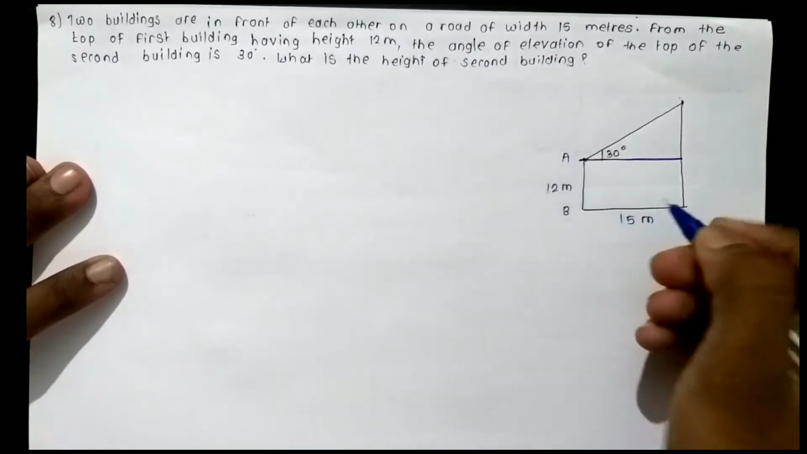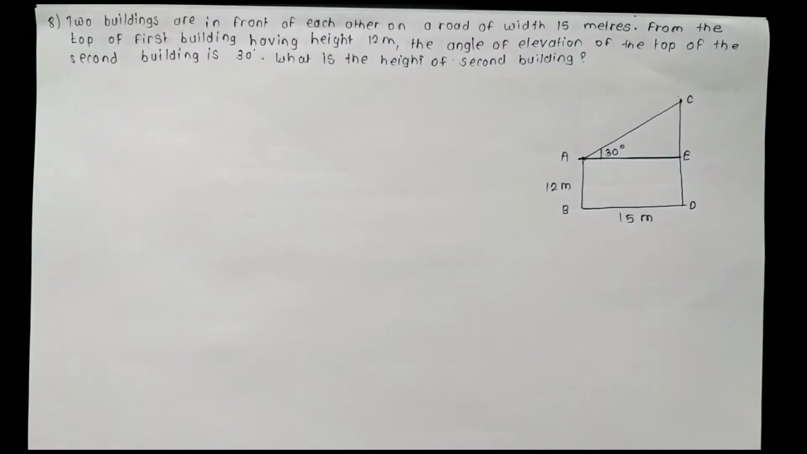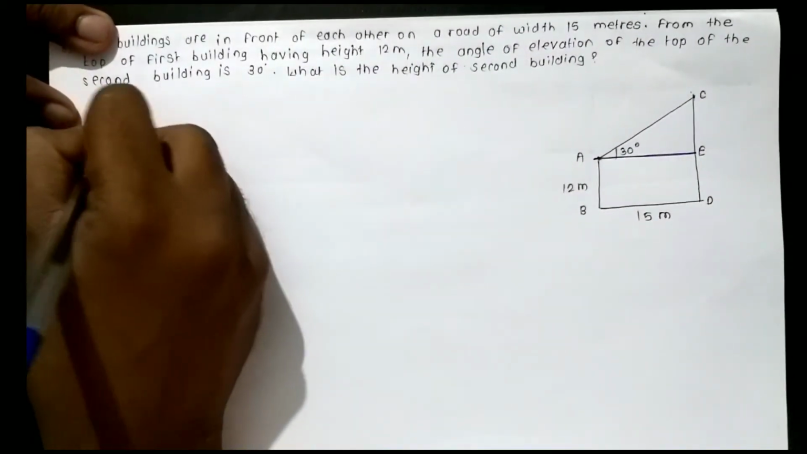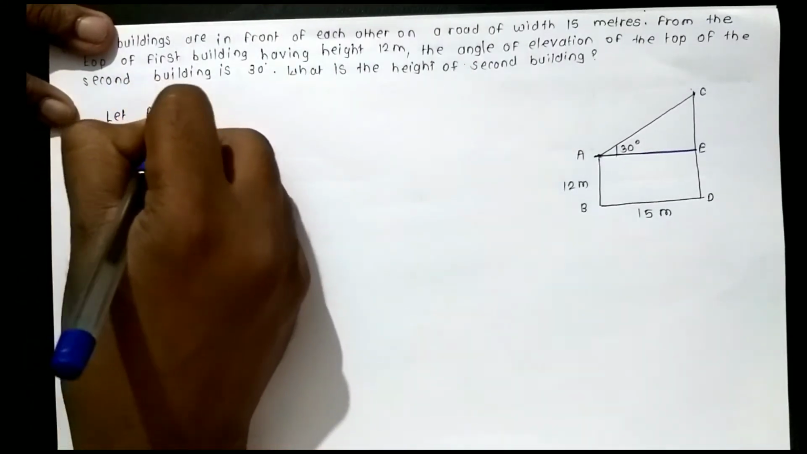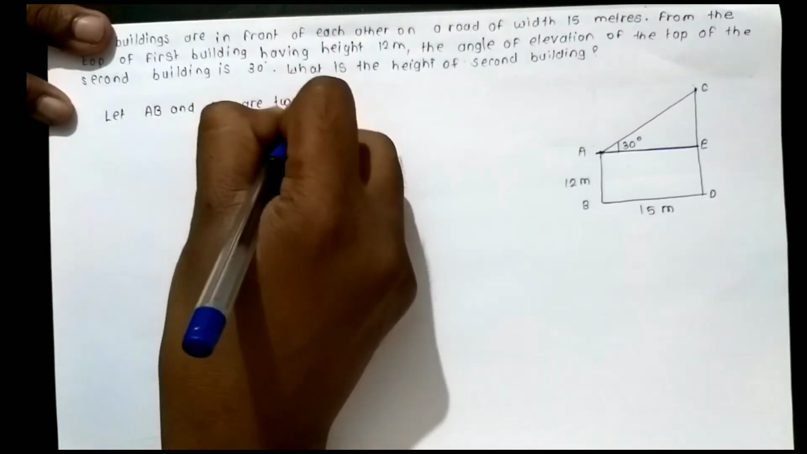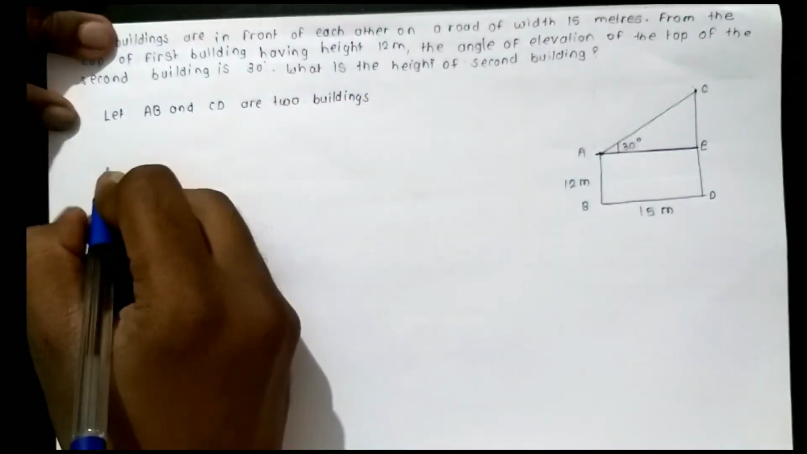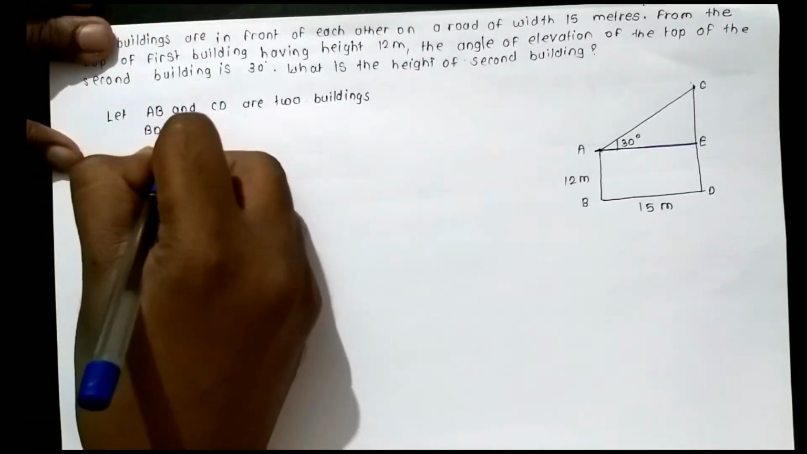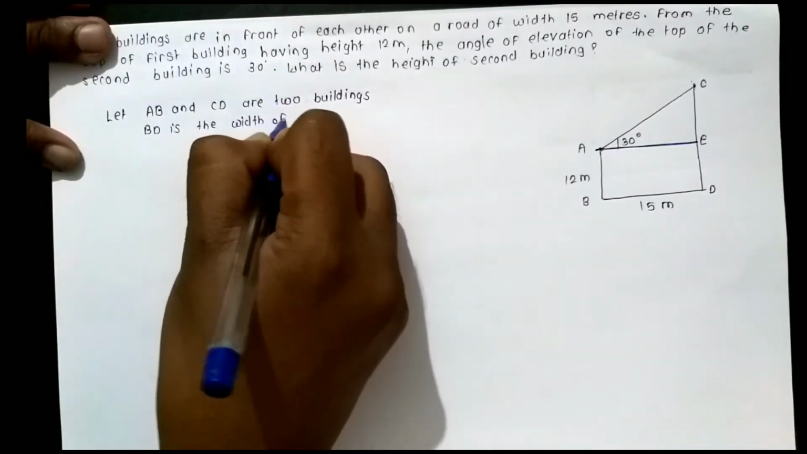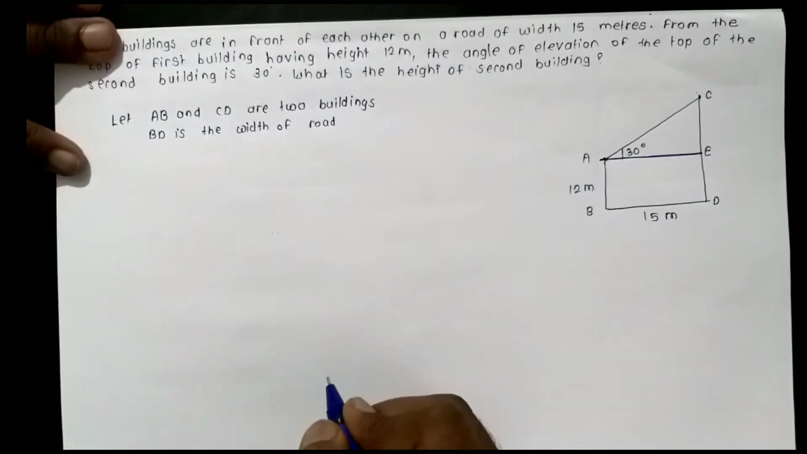Name the figure A, B, C and D. This point is E. So first write all the information. Let AB and CD be two buildings. BD is the width of the road.